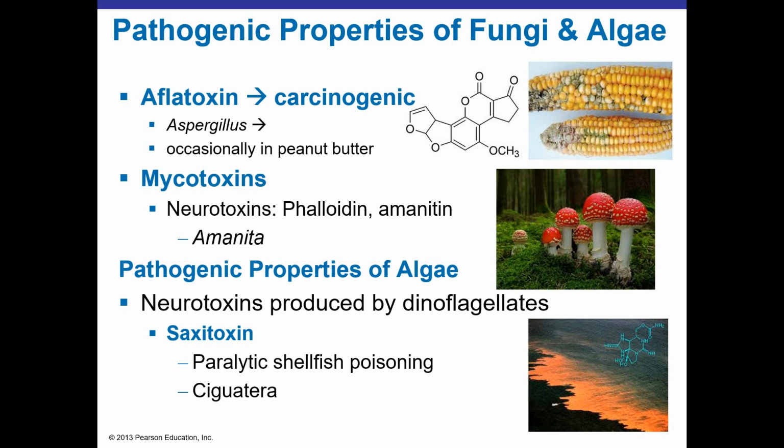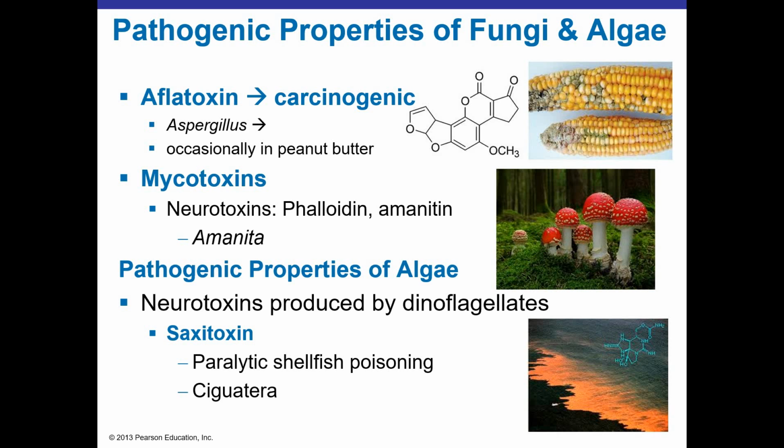Other mycotoxins, things like the Amanita mushroom, make a very potent neurotoxin. Fortunately, this mushroom has a bright red color, so it's kind of a definite warning, but not all mushrooms do. That can produce some interesting neurotoxins.